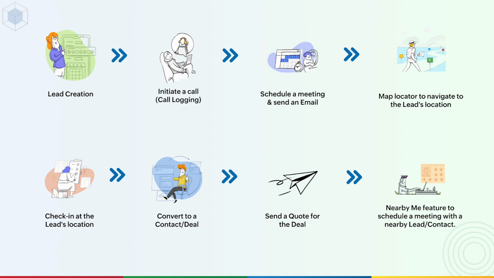Once the CRM user receives the acknowledgement from the lead, the user taps on the map locator icon at the bottom of the record to start navigating to the lead's location. After successfully reaching the lead's location for the meeting, the CRM user performs the check-in to capture the timing and the location information and also notes down the key points from the conversation in the check-in notes itself for future reference.